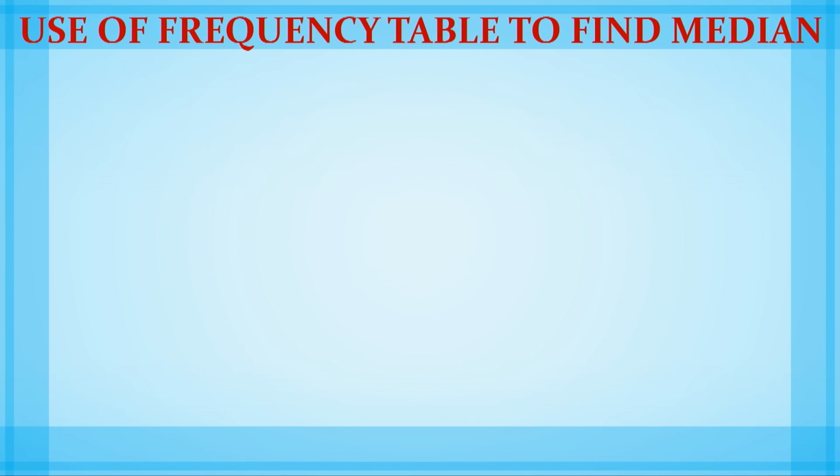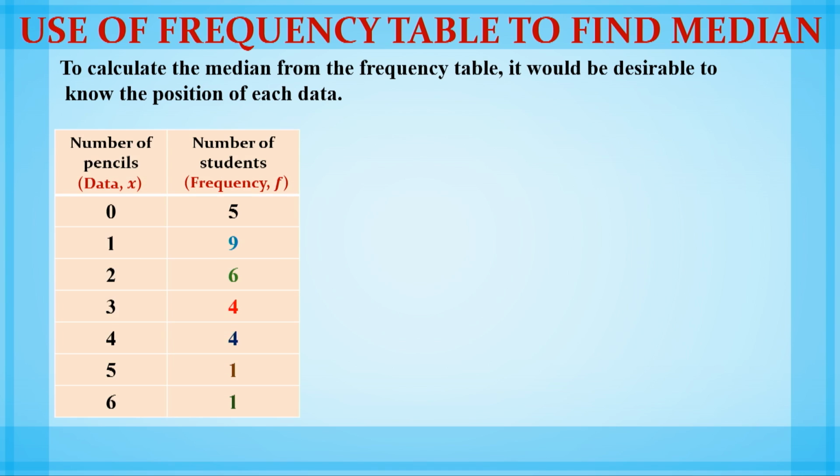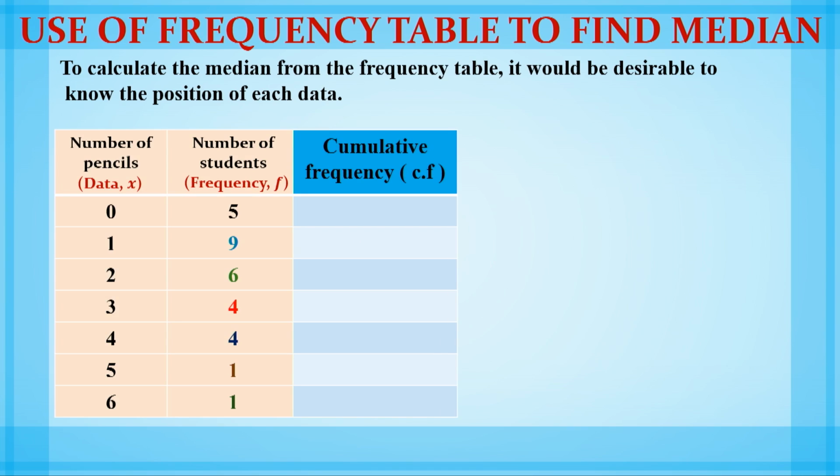Now, let's use the frequency table to find the median. To calculate the median from the frequency table, it would be desirable to know the position of each data. Thus, you can add an additional column representing cumulative frequency. Note, cumulative frequency is defined as the sum of all previous frequencies up to the current point. It helps in indicating the positions of data.